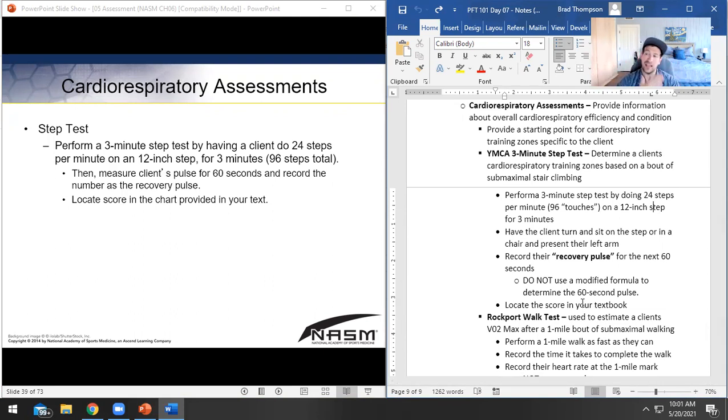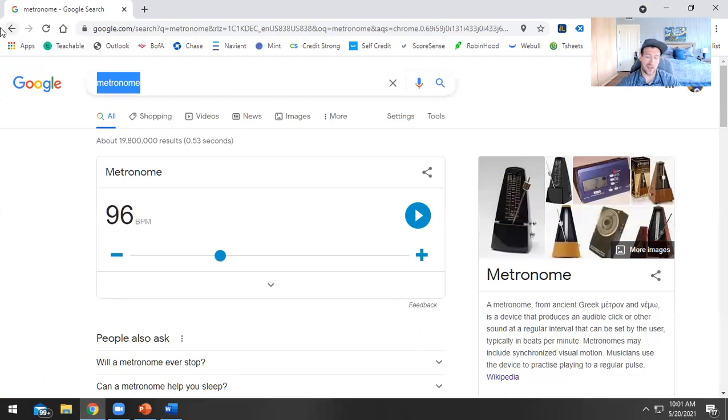So their heart rate's going to be like this. It's going to be really fast, and then it's going to kind of slow down and get back to a normal rhythm. If it slows down really quickly, great, they're in awesome shape. If not, that's what we're looking at. So you're going to locate the score.